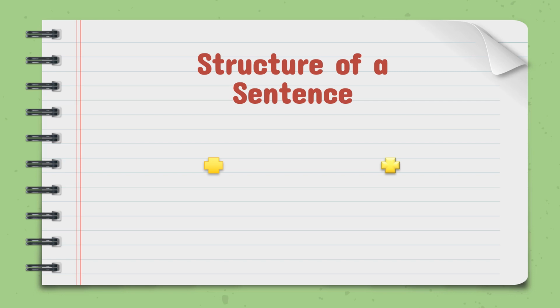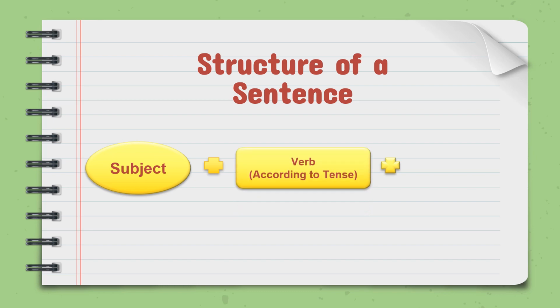Before we get to the main concept, let's see the basic structure of a sentence. So the basic structure of a sentence is subject plus verb according to tense and object. Now the question that arises here is, what is subject, verb and object? Let's have a look.